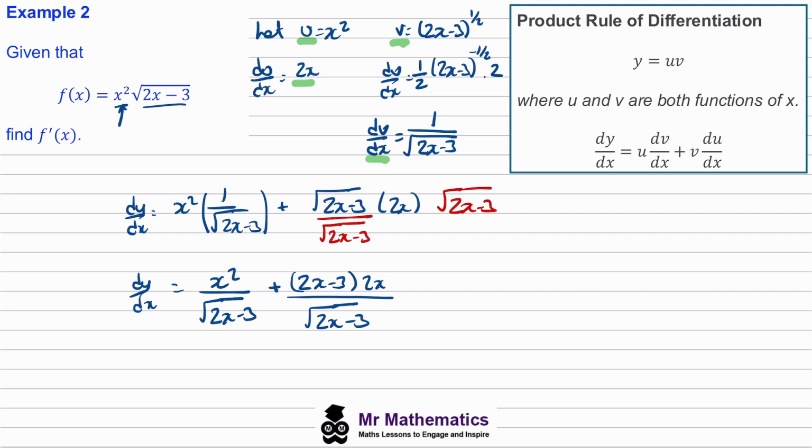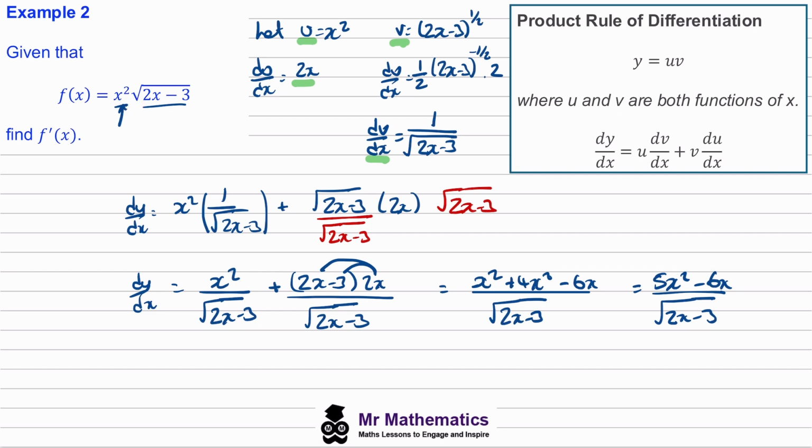And now we can write this as a single fraction, so we'll have x squared plus the 4x squared minus the 6x over the common denominator of root 2x minus 3. We can tidy up our numerator, so we've got 5x squared minus 6x over root 2x minus 3. Okay? So this is the derivative of f of x.